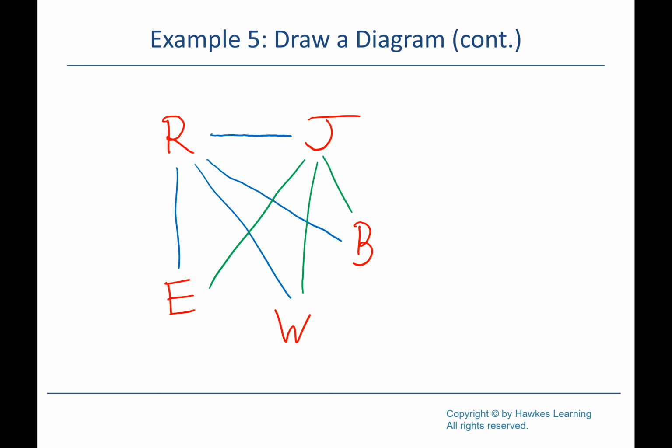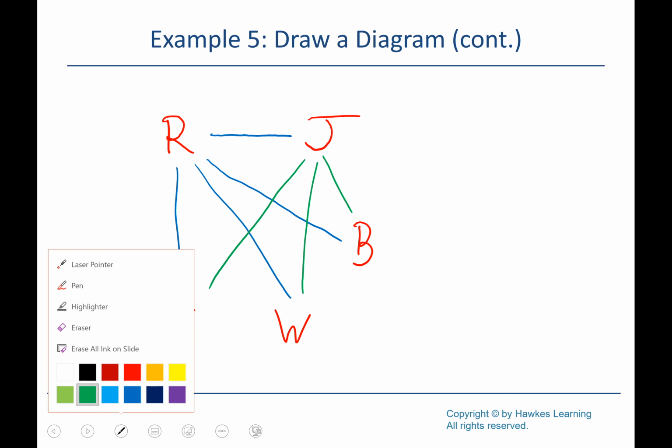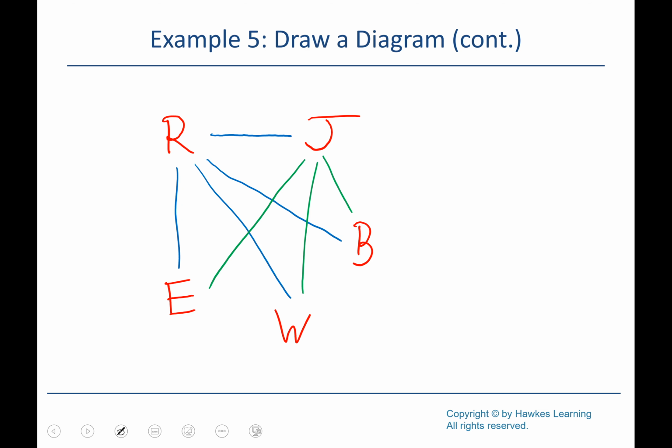All right, so then I'm going to go to the Blazers, but this time it's getting easier. This time I've already got the Blazers and Raiders. I've already got the Blazers and the Jackals, so I've just got to draw in 2 more lines, right? So, let's see what other color I've got here. I need the Blazers and the Warriors, and the Blazers and the Eagles.